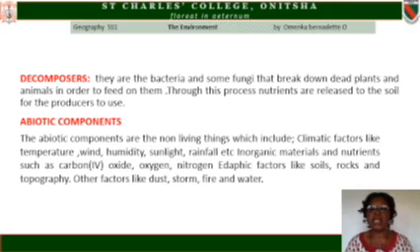Another one will be edaphic factors, like soils, rocks, and topography of the land in which we live. Other climatic factors will include dust particles, storm, fire, and the water. All of them fall within abiotic components.